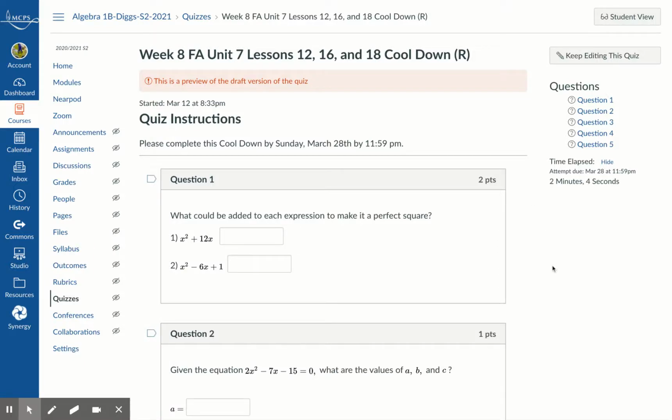Hey guys, this is the reteaching of week 8 cooldown. So for the first question, it says, what could be added to each expression to make it a perfect square?